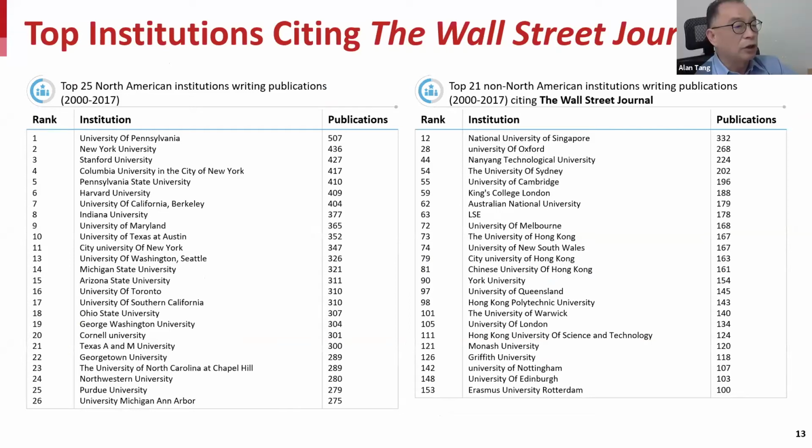And for the list of the institutions citing the Wall Street Journal, on the left-hand side is the institution in North America. And on the right-hand side is non-North America. And no surprise, we have different higher education universities in Hong Kong on the list. They cite the Wall Street Journal a lot. Okay, and I hope sometime Hong Kong BU will be on the list.